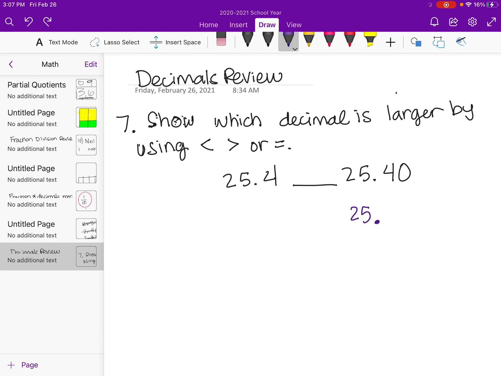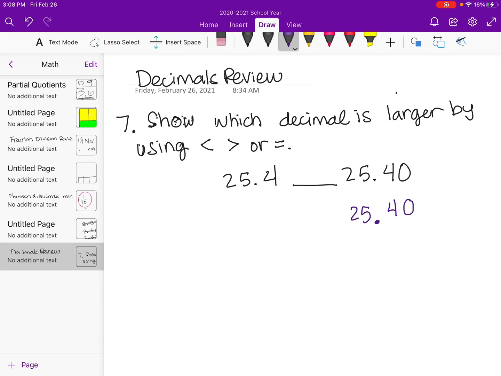Now, remember, when I have a decimal, I can always add a 0 or annex a 0 to the end of that decimal. It doesn't change the value at all. So I can always just add a 0 to the end of my decimal. That way I have a 100th place in both of my decimals.